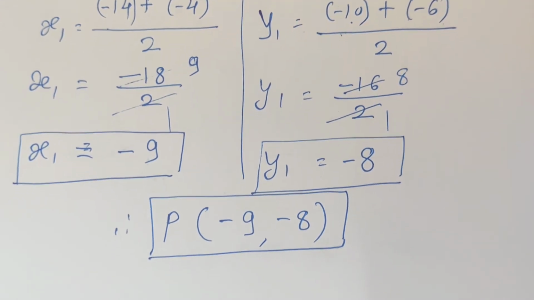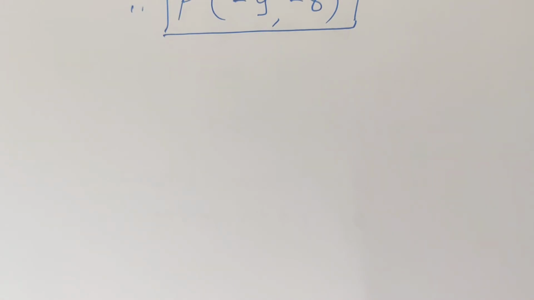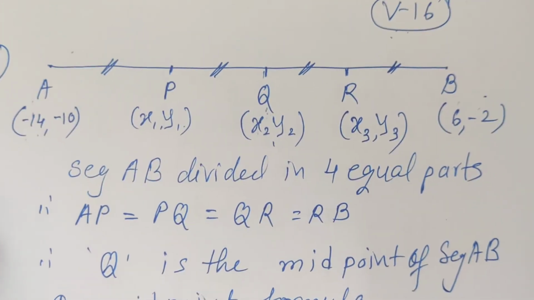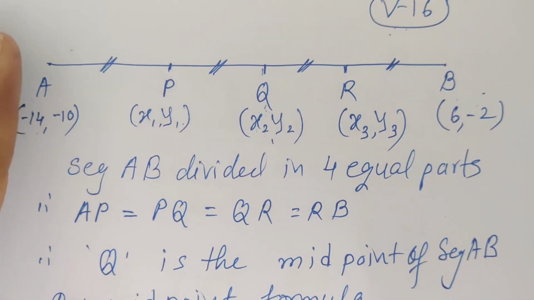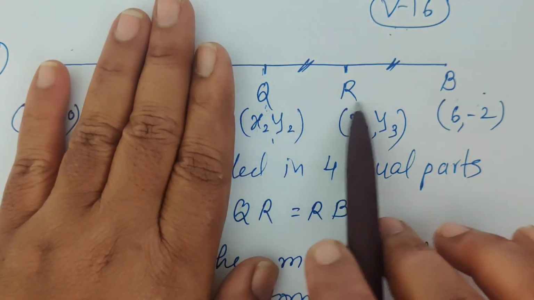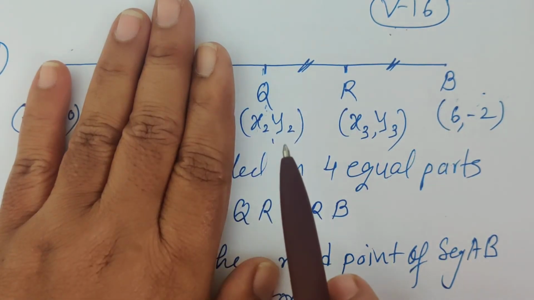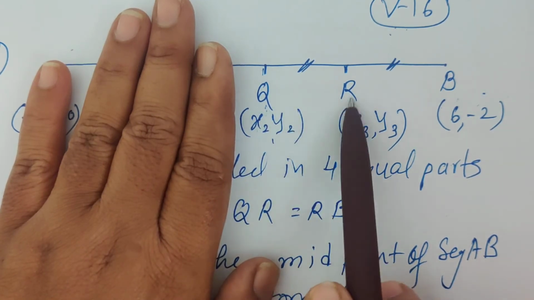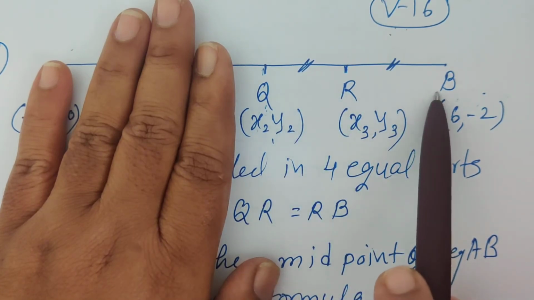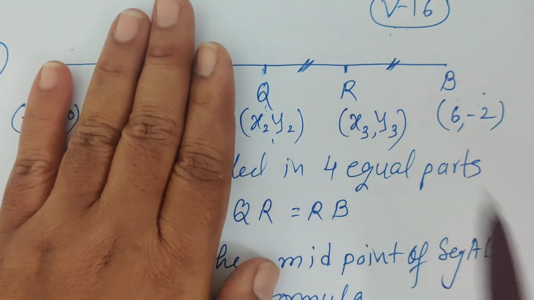Now we have to find out the coordinates of the third point, that is R. So once again you see the diagram. See the diagram now. For a while, forget about AP. Keep in mind QRB. So QR is equal to RB because it is given 4 equal parts. So QR is equal to RB, and that's why R is the midpoint of QB. So by using midpoint formula, we will find out the coordinates of R.